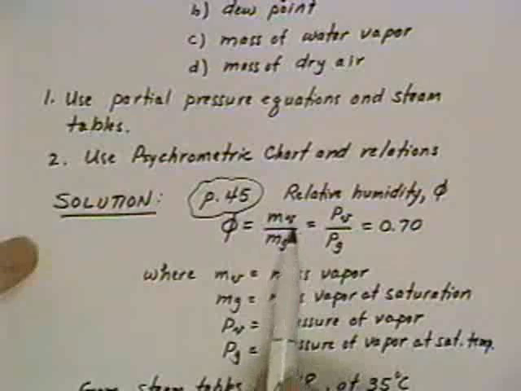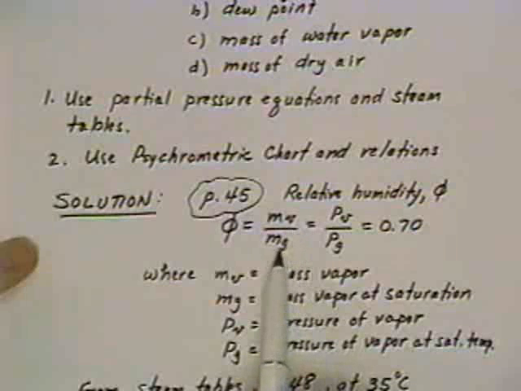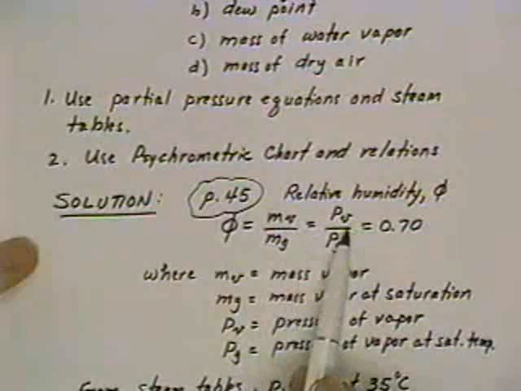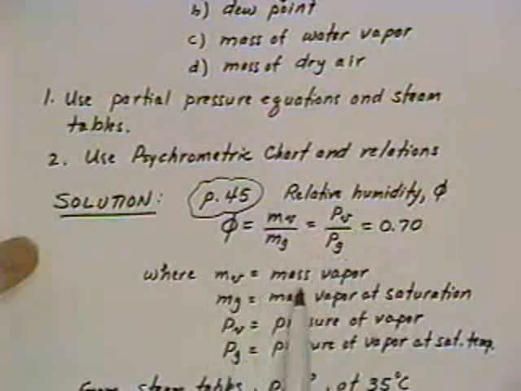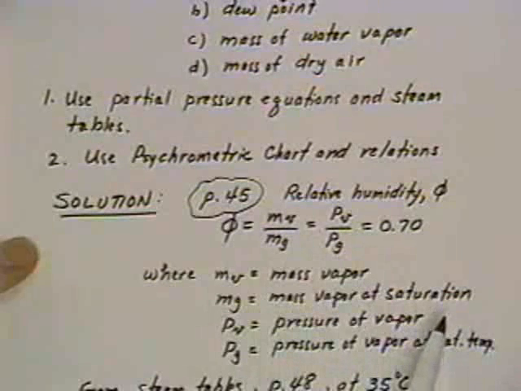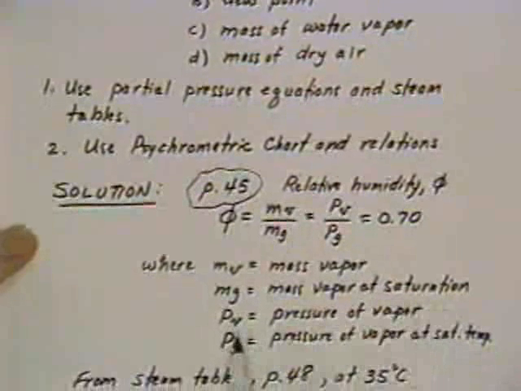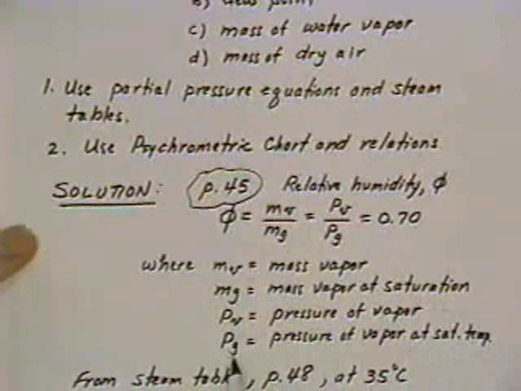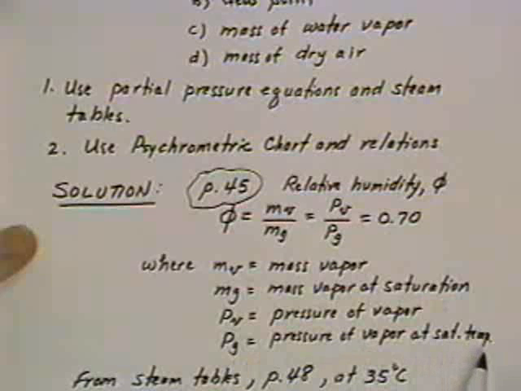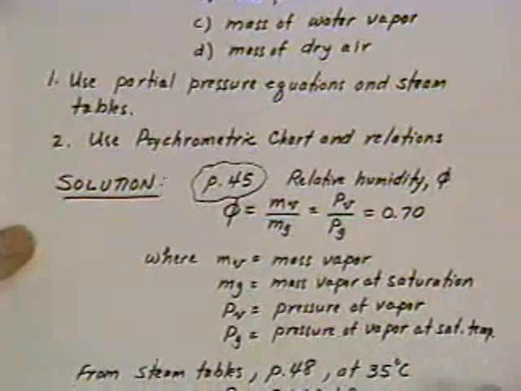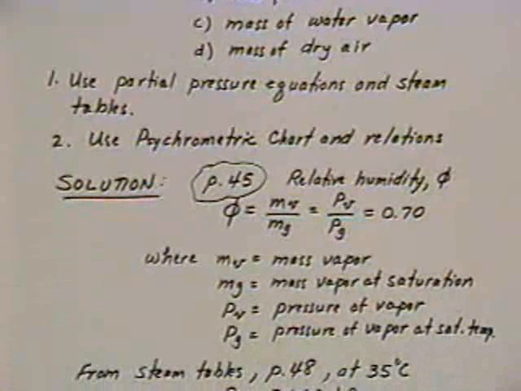So phi, which is relative humidity, is defined as either m sub v divided by m sub g, or p sub v over p sub g. m sub v is the actual mass of the water vapor, m sub g is the mass of the vapor at saturation conditions for the pressure, p sub v is the pressure of the vapor, p sub g is the pressure of vapor at the saturation temperature. Okay, so in order to solve this problem by means of partial pressures, we've got to say, all right, now we've got water vapor in the atmosphere.